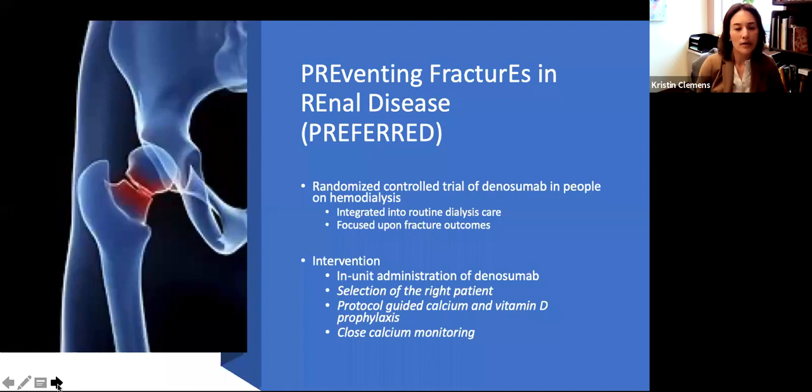And the intervention will not only include in-unit administration of denosumab, so denosumab administered in the dialysis unit, but selection of the right patient to receive the drug, protocol-guided calcium and vitamin D prophylaxis to try to reduce the risk of a low calcium, as well as very close calcium monitoring that can be facilitated in the dialysis unit.